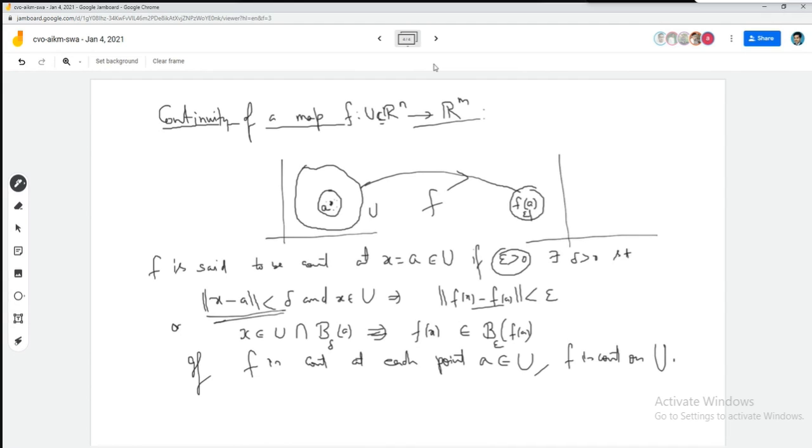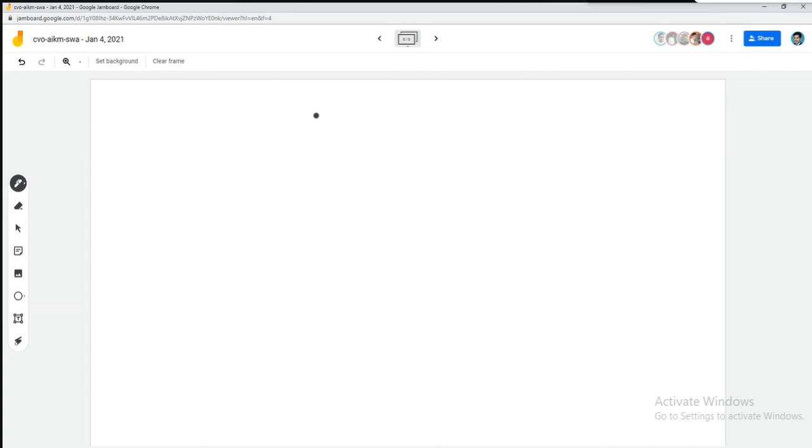Now what should be the definition of differentiability in Rn? In fact, if you take a function from R2 to R, what should be the idea of differentiability? Because you remember, whenever you discuss differentiability, you study this kind of limit: f(x+h) minus f(x) upon h, and limit h tending to 0.